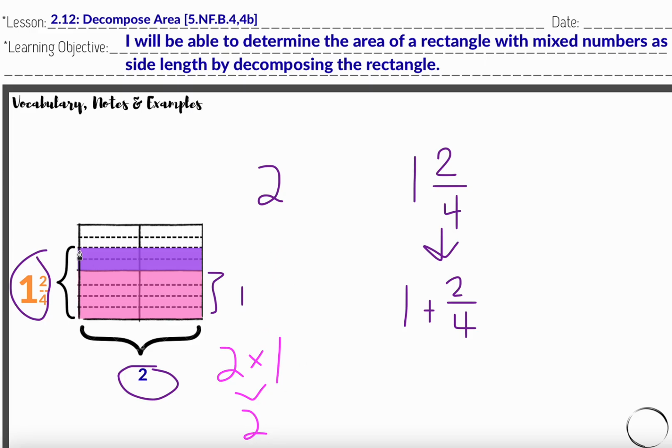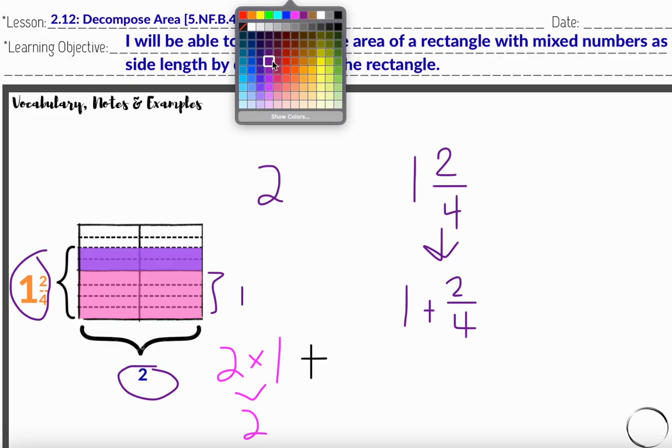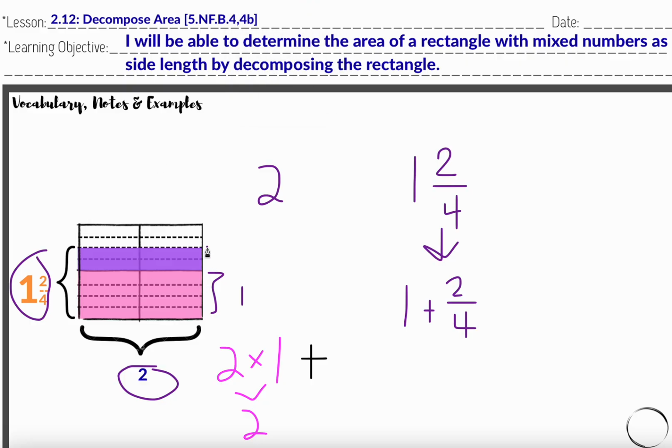And then I'm going to do my purple area. So then I can go ahead and add my purple area to that. And my purple area is this part right here, so that's 2 fourths. And this part right here is still 2. So then I can say 2 times 2 fourths.